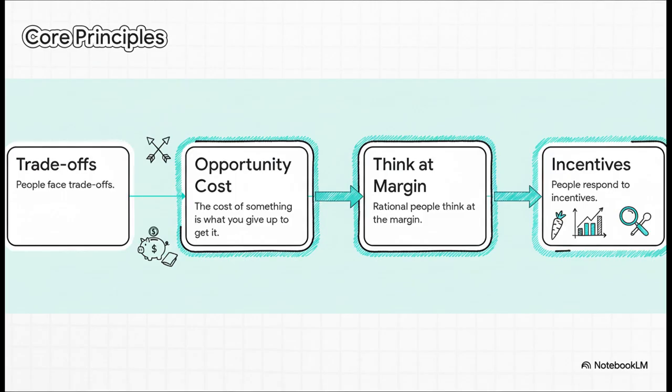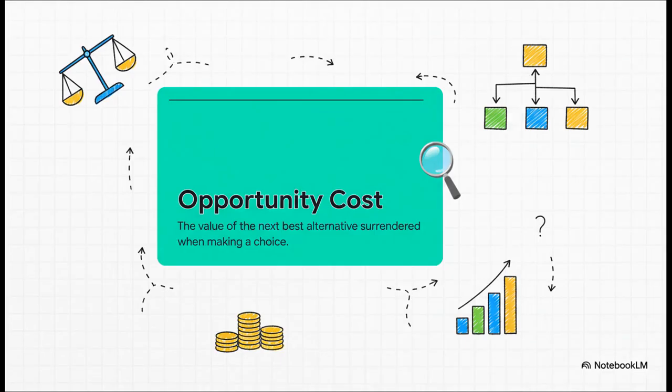It's called opportunity cost. 3, smart decisions are rarely all or nothing. We make choices about small, incremental changes. We think at the margin. And 4, and this is huge for policy, people aren't robots. Their behavior changes when the costs and benefits of their actions change. In other words, people respond to incentives. Let's just double-click on that second principle for a second, because it's a game changer. Opportunity cost. It's like the ghost of the road not taken.